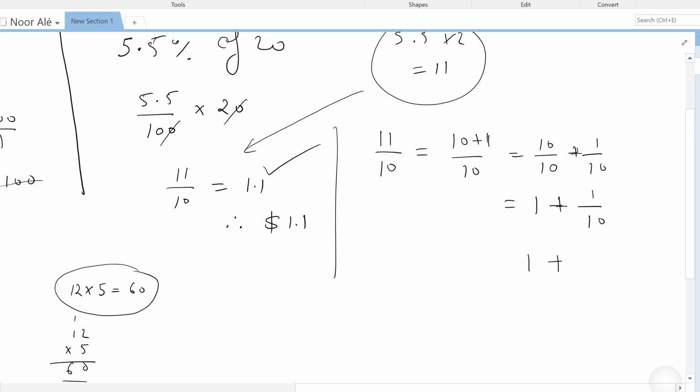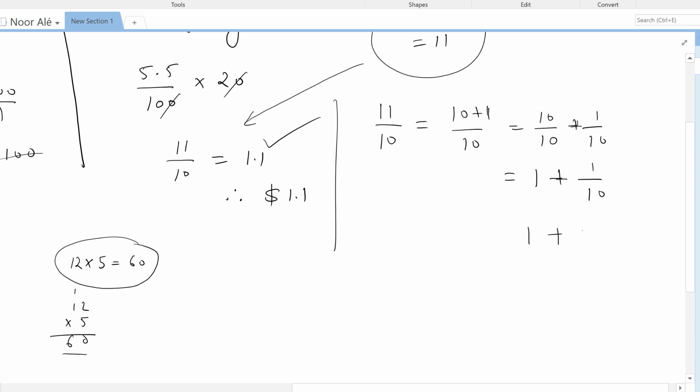1 out of 10 is the same as 0.10. And if you want to make it more clear, I multiply top and bottom by 10. Now 10 out of 100 is 0.10. It's the same thing. So 10 out of 100 is that, and if you add them up, you're gonna get 1.1. So that's the reasoning behind it.